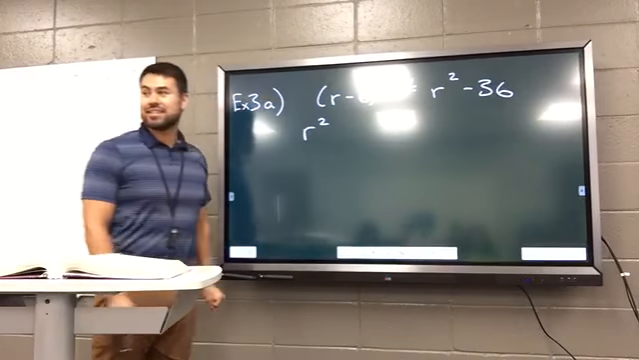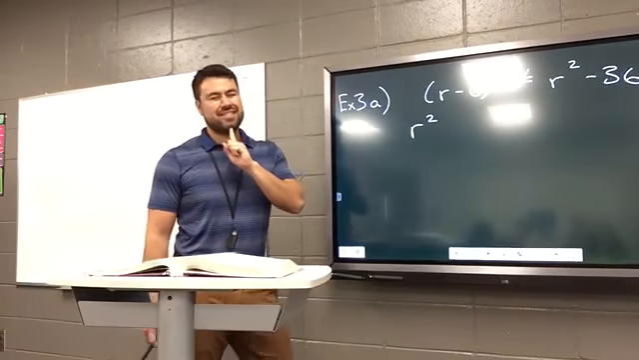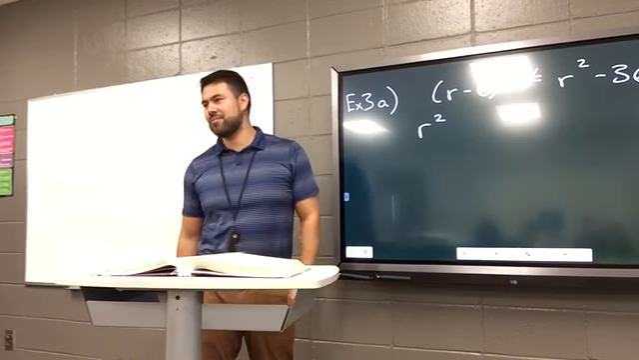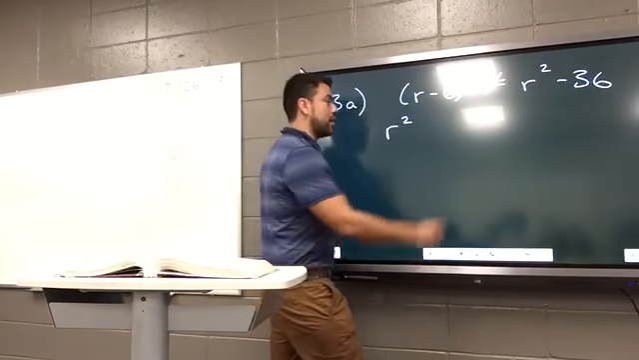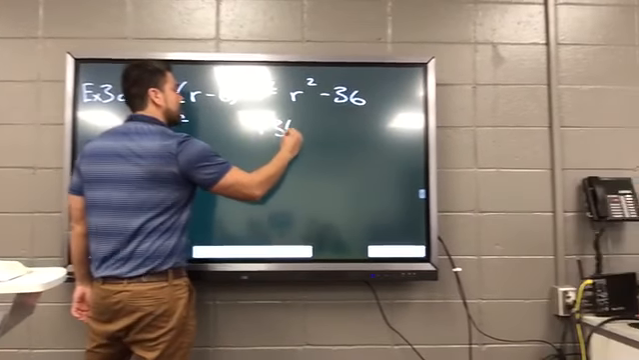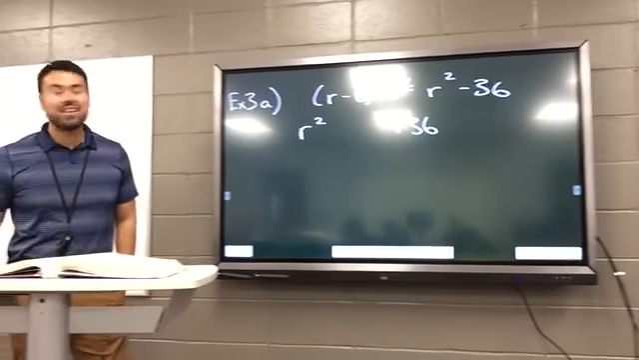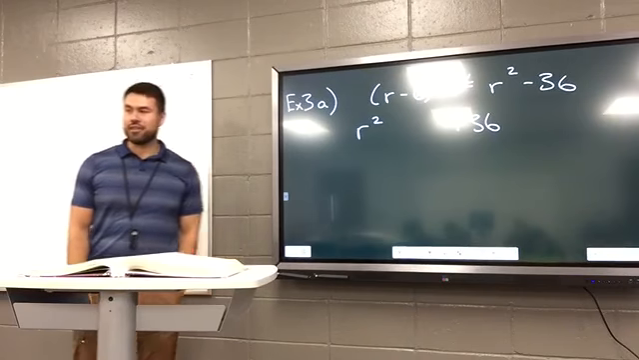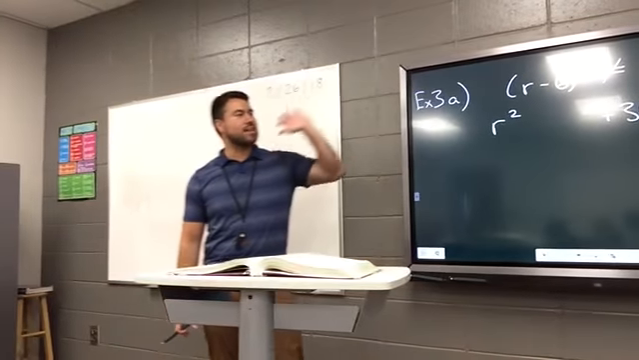Maybe minus 36. Positive or negative? I said minus. Okay. It's actually going to be positive 36. I thought you meant the middle. Yeah, the middle term is going to be different. That's okay. So that last term is 36.